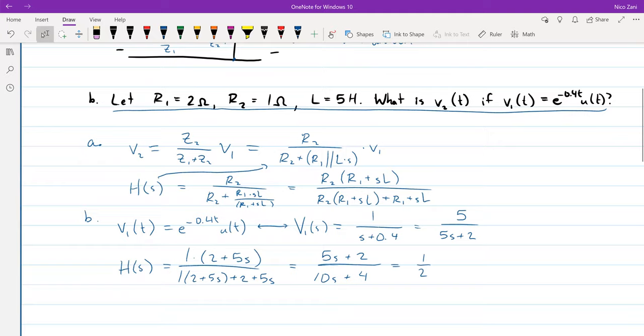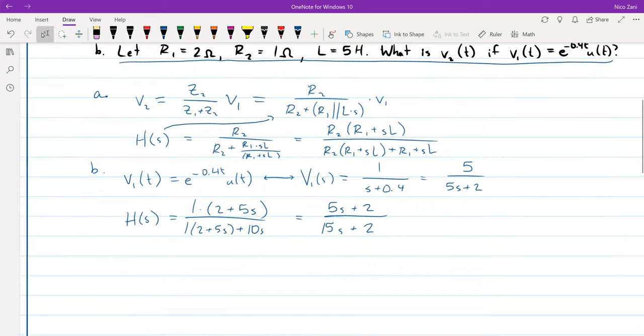I think you might have R1 plus SL when you should have R1 times SRL. No, that's it. Thank you very much. So that should be that, and so this should be 15S plus 2. Look at that, I knew it. Thank you to whoever said that. I appreciate it. Anyways, so this is just 5S plus 2 over 15S plus 2.